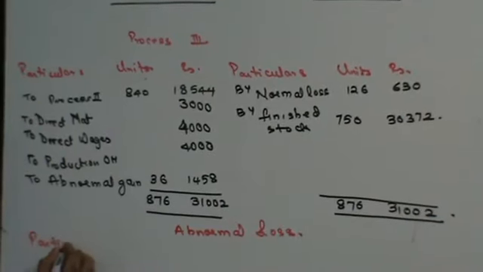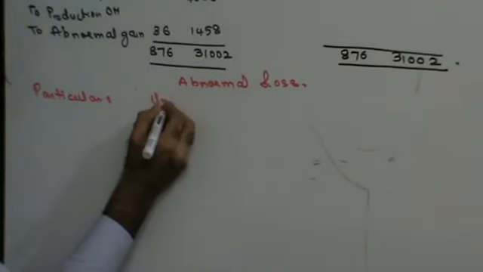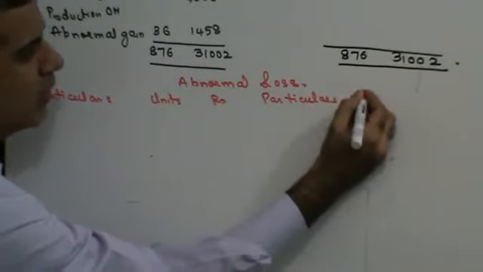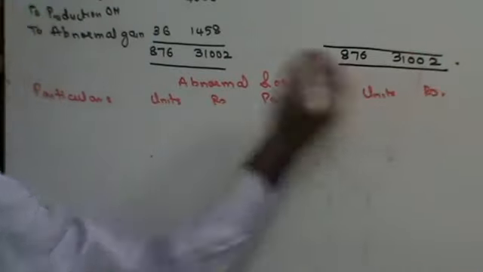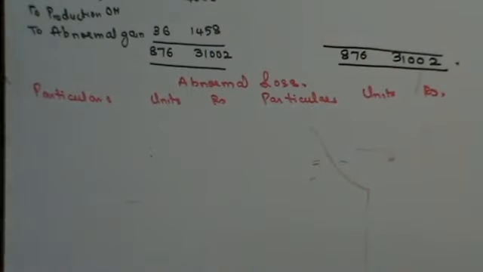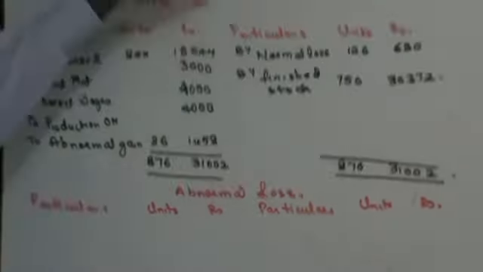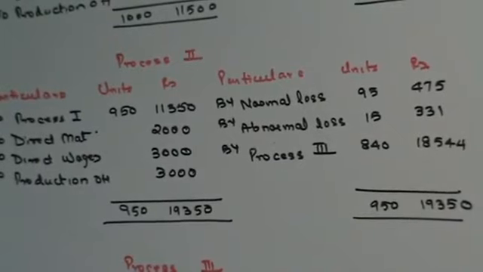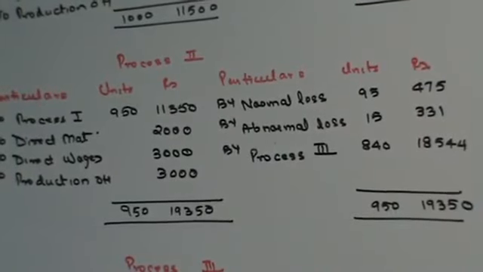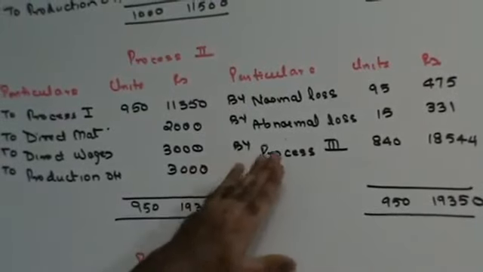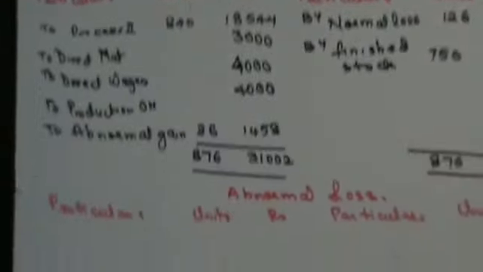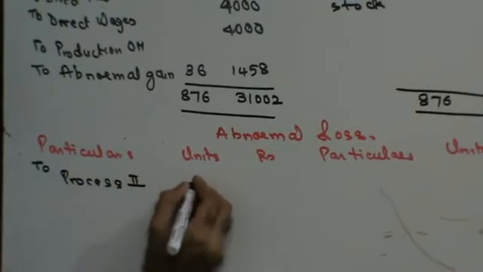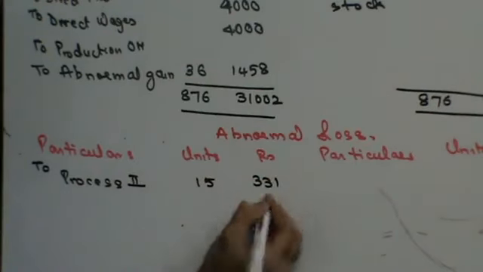The ruling remains the same, that is particulars, units, rupees, particulars, units, rupees. Now I had abnormal loss in process number 2. In process 2, my abnormal loss was 15 units and the cost of abnormal loss was 331. When you transfer from process 2 to abnormal loss, you have to switch side. Here it was on the credit side, so in abnormal loss account it will come on the debit side. To process 2 is 15 and 331.